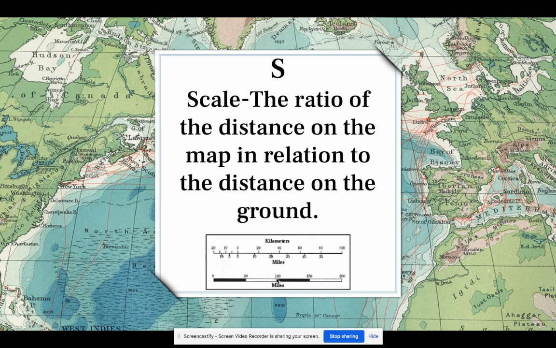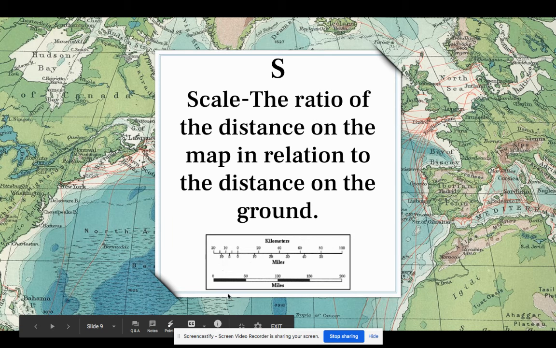Now, this is not perfect. And in this day and age, when we have GPS, scale isn't quite as important because there's nothing that you can't measure on a map with Google Maps. It still is handy just to estimate distances really quickly.